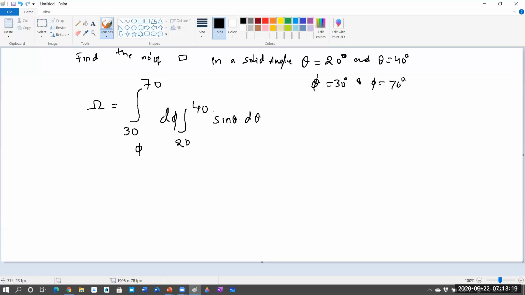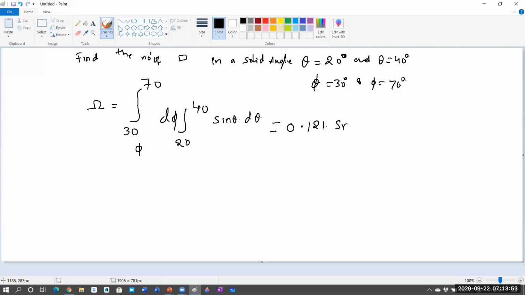So this is about a phi component and this is about a theta component. From the mathematical calculations, by integrating, we get 0.121 steradians.